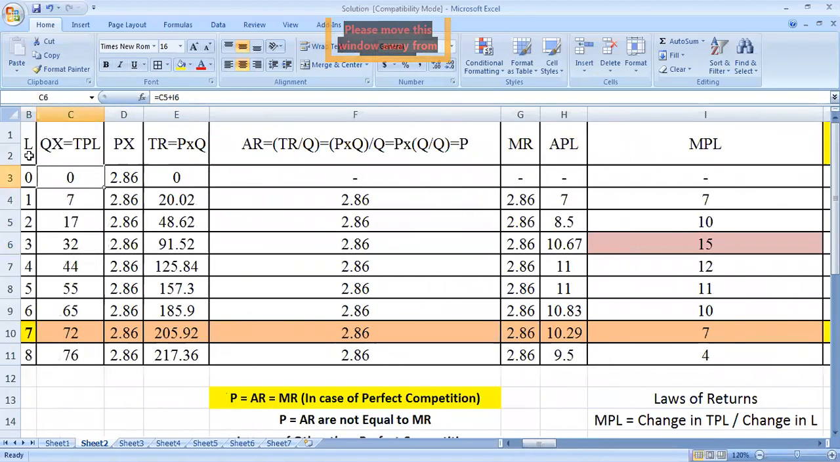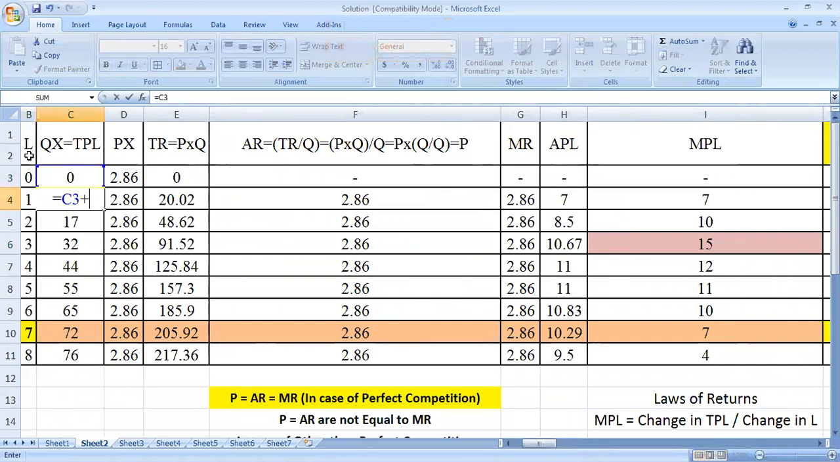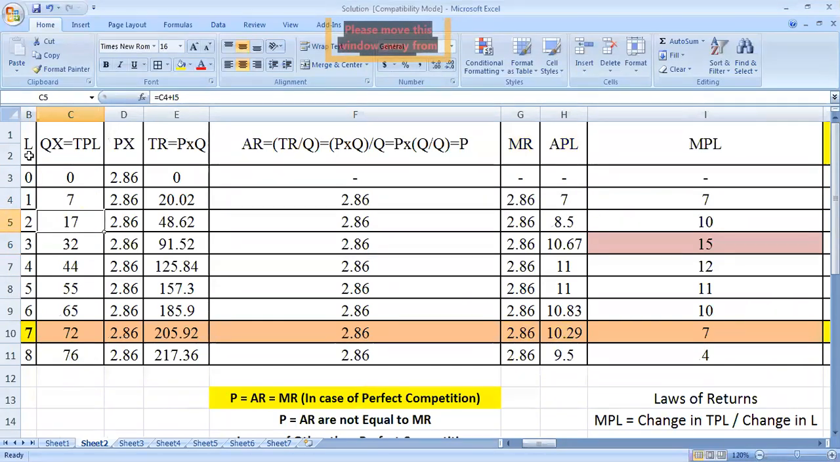This total output of labor is obtained again by following the same concept, adding the previous value of total output of labor to the current value of marginal product of labor. 0 plus 7 equals 7, right? And then 7 plus 10 equals 17, and so on. 17 plus 15 equals 32, and so on, right? So the output column is obtained by adding the previous unit of total output and current unit of marginal output. We have obtained the column of total output.